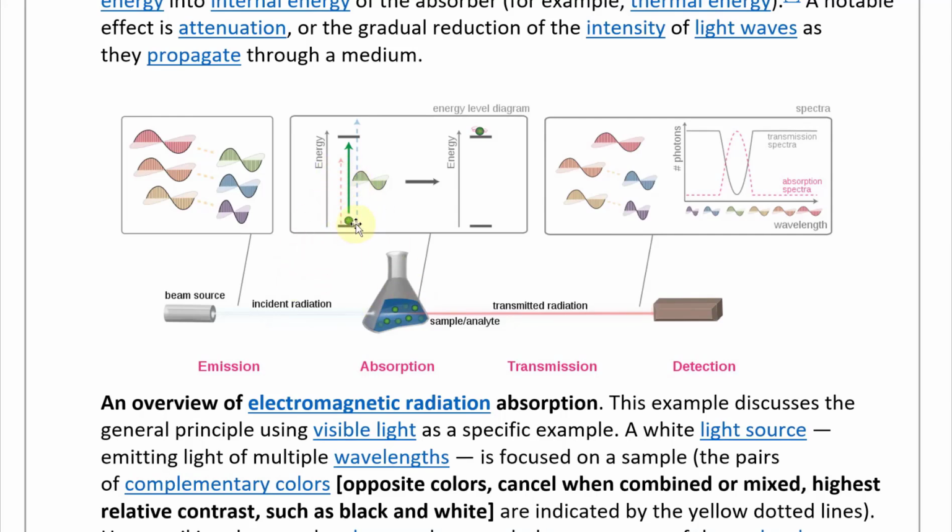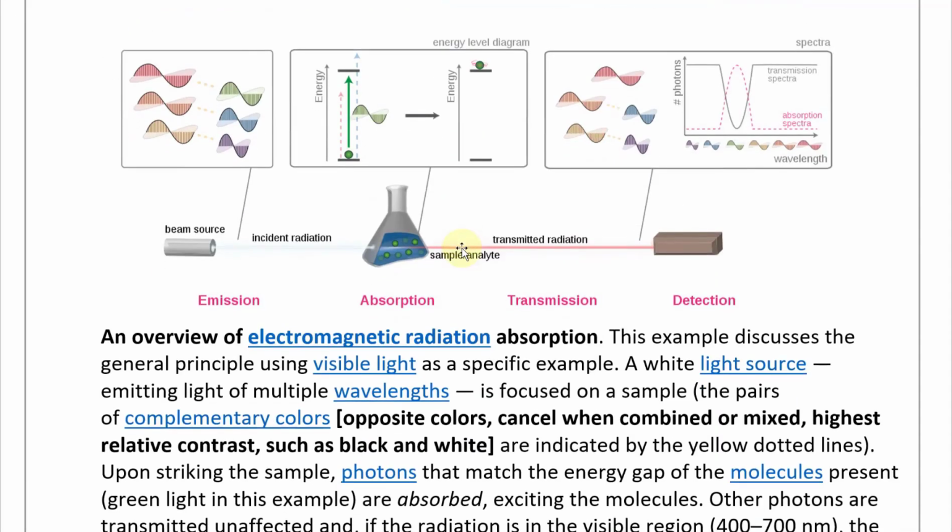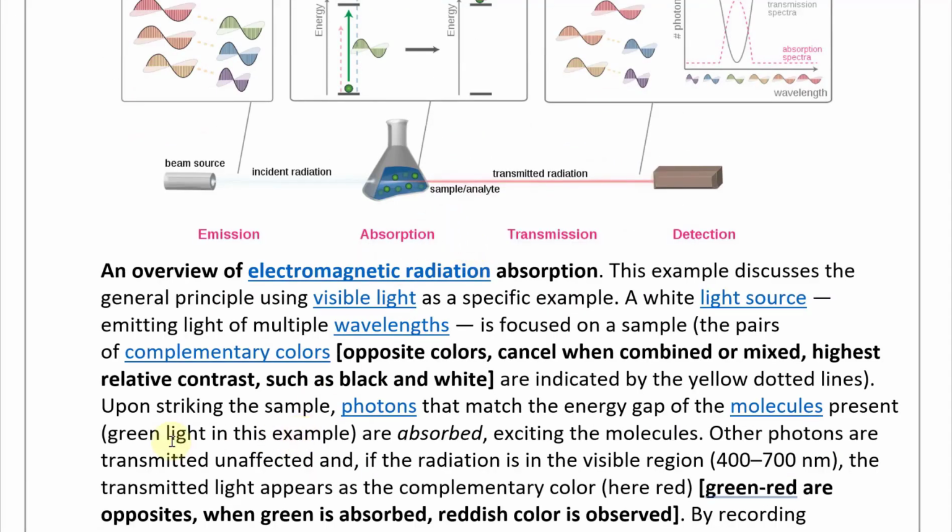So the energy of this molecule gets increased, and notice how it's just increased. There's that spinning illustration of it, so you can view it as the electron spinning or the molecules all speeding up or vibrating and getting excited. There's these green ones getting struck by this and excited. So the light in this case, green light in this example, excites the molecules.